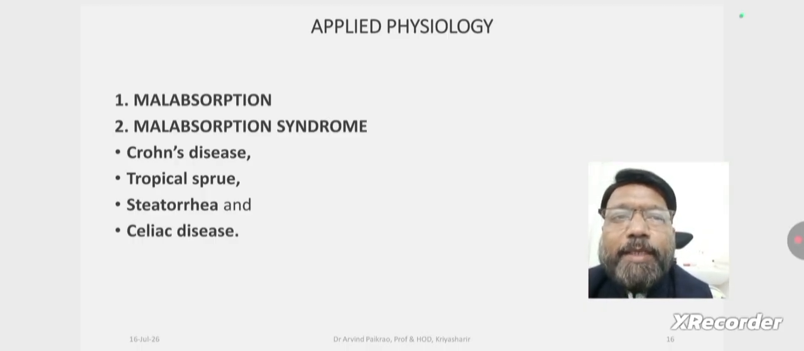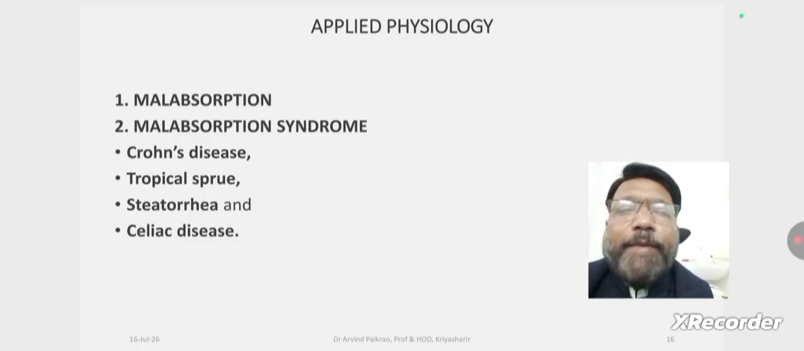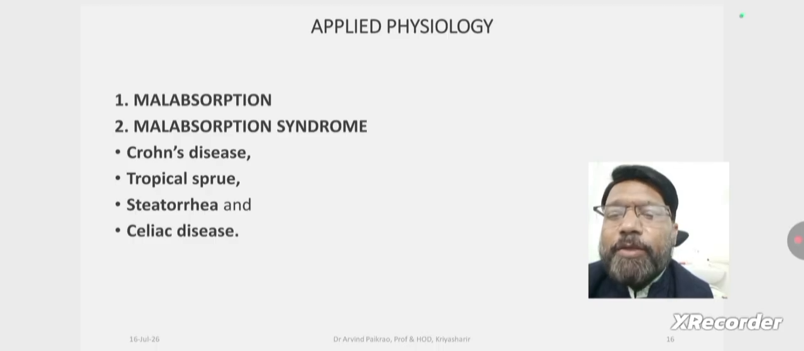Next is malabsorption syndrome. In that, particularly three or four things we are looking at. One is Crohn's disease, second one is tropical sprue, third one is steatorrhea, and celiac disease. These are the malabsorptive syndromes. Crohn's disease correlates with IBD, inflammatory bowel disease, and in that also there is malabsorption.